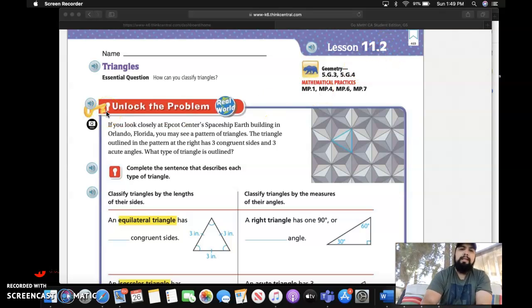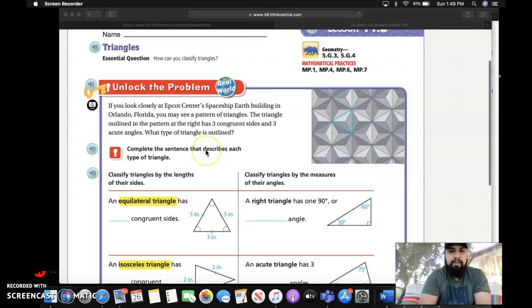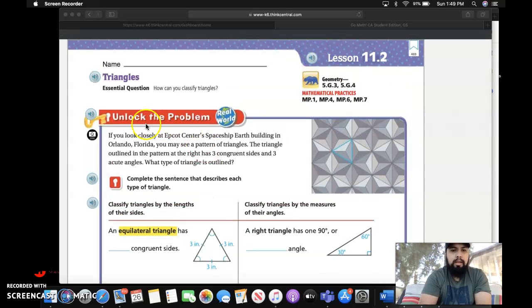Similar to the last lesson with polygons, it's a lot about memorization, just being able to look at a triangle and identify it based off its appearance. The things you need to look at are the angles and the sides. Those are the two things that tell you about it. So the essential question to keep in mind: how can you classify triangles?